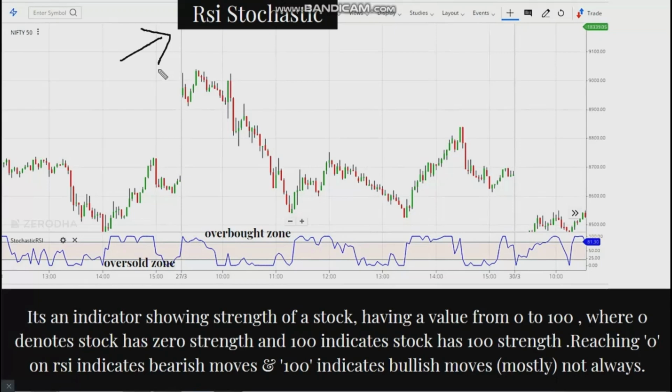RSI Stochastic. It is basically an indicator which shows the strength of a stock, having a value from 0 to 100, where 0 signifies a stock has 0 strength and 100 indicates the stock has full strength. Whenever 0 on the RSI is reached, the market tends to give a bearish move, and whenever the RSI is reaching 100, it indicates a bullish move.